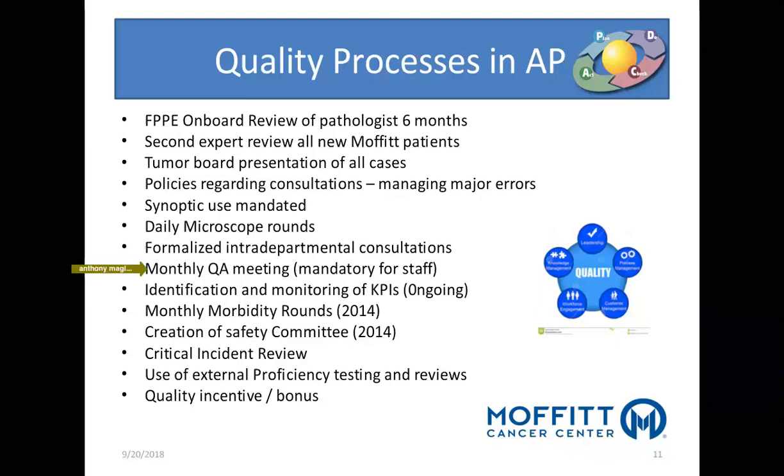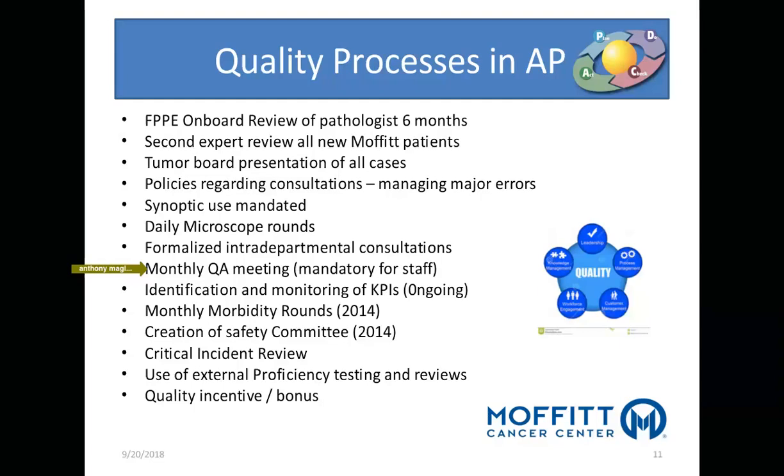We have a monthly quality assurance meeting that is actually mandatory for pathologists to attend. Attendance is taken, and if a pathologist does not meet the minimal attendance requirement, they may not be eligible for promotions or bonuses, so this is how that is enforced.